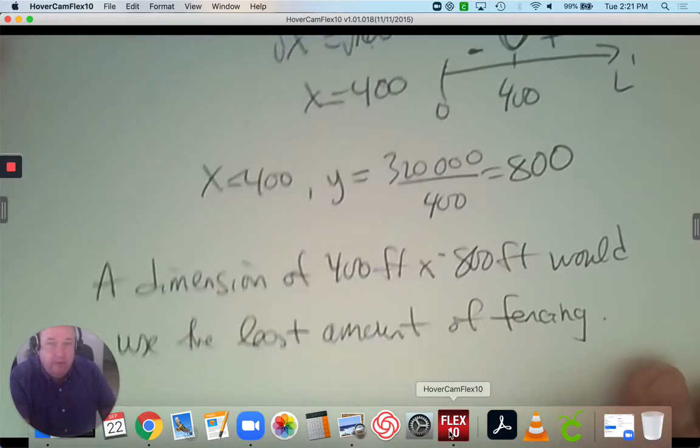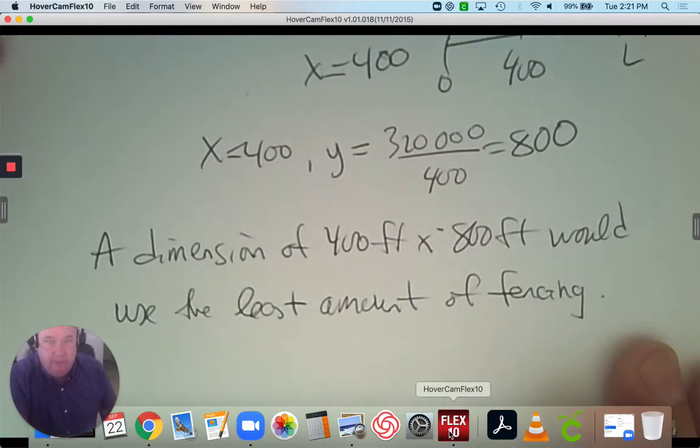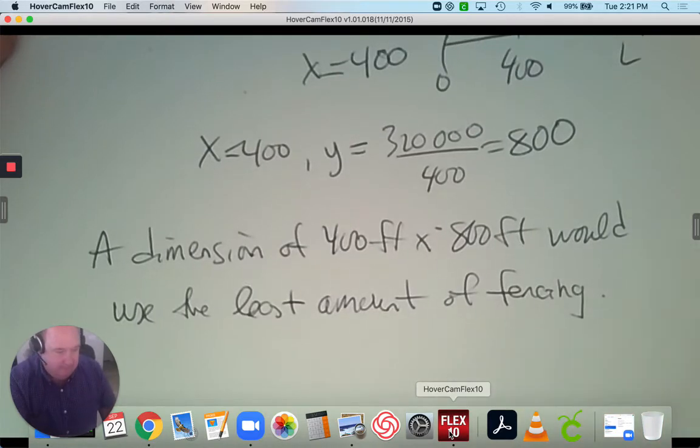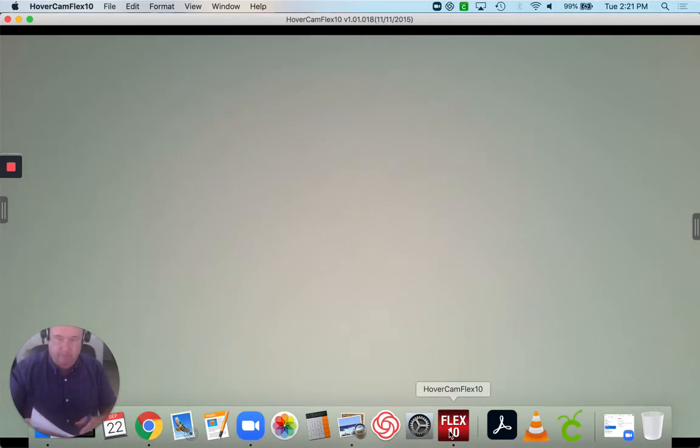So a dimension of 400 feet by 800 feet would use the least amount of fencing. Done. Number 5.